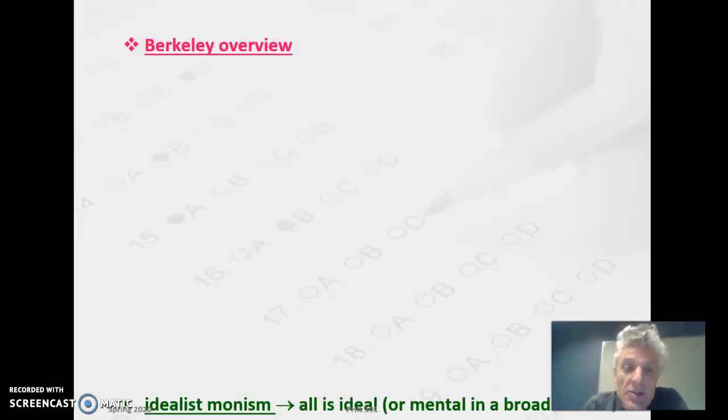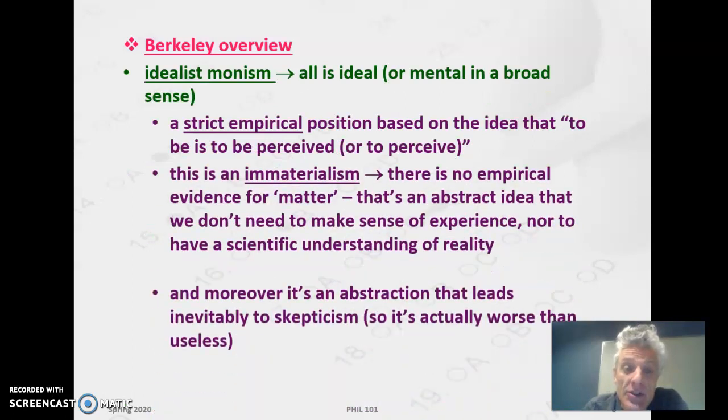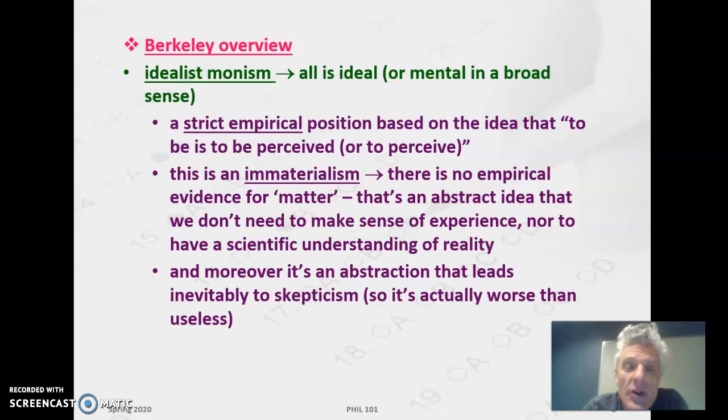That was Dolbach. On to Berkeley, the idealist monist. So still a monist, right? Remember, monism is just the idea there's one kind of thing, not two, as in dualism. Here we just take the other path and think that it's all ideal. It's all mind, no matter, basically.